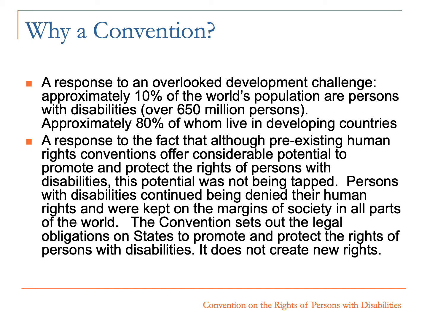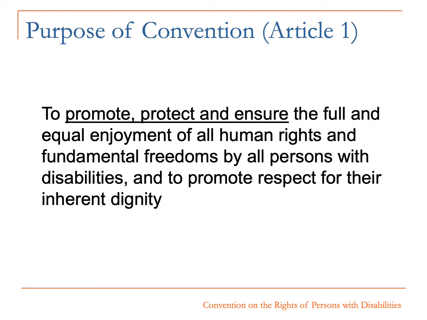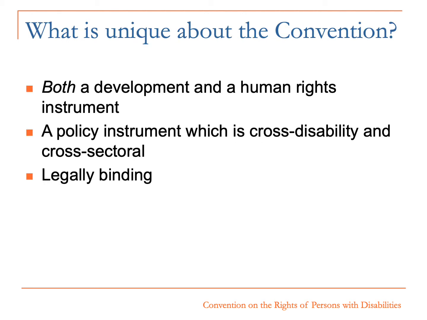In the Australian context, the document has indeed been used to reframe our legal framework as well as a background for the National Disability Insurance Scheme measures and standards. The purpose of the Convention from Article 1 is to promote, protect, and ensure the full and equal enjoyment of all human rights and fundamental freedoms by all persons with disabilities and to promote respect for their inherent dignity. Both a development and a human rights instrument, the Convention sets out a policy instrument which is cross-disability and cross-sectoral and is legally binding for countries that become signatories of the Convention.